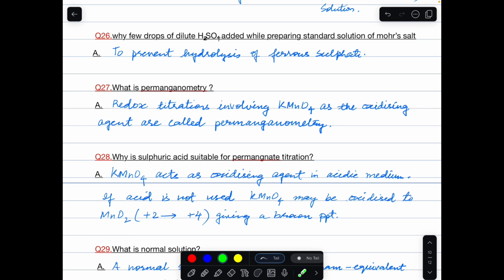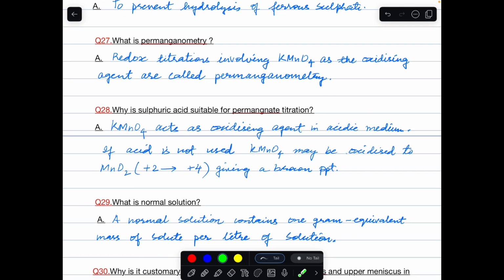Next question, why are a few drops of dilute sulfuric acid added while preparing standard solution of Mohr's salt? This is done to prevent hydrolysis of ferrous sulfate. What is permanganometry? The titration you have done comes under the heading permanganometry. Redox titrations involving potassium permanganate as oxidizing agent are called permanganometry. In your titration, potassium permanganate solution was acting as the oxidizing agent, while Mohr's salt solution was acting as the reducing agent.